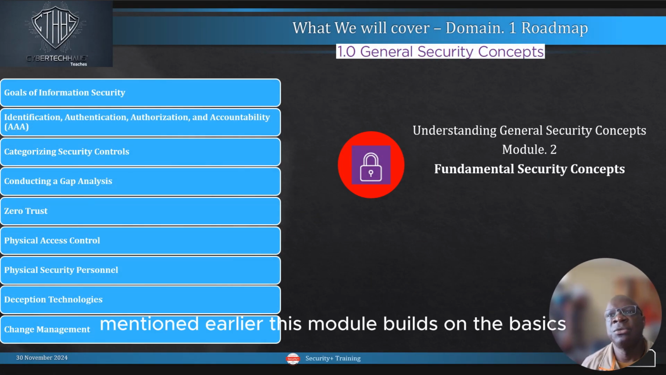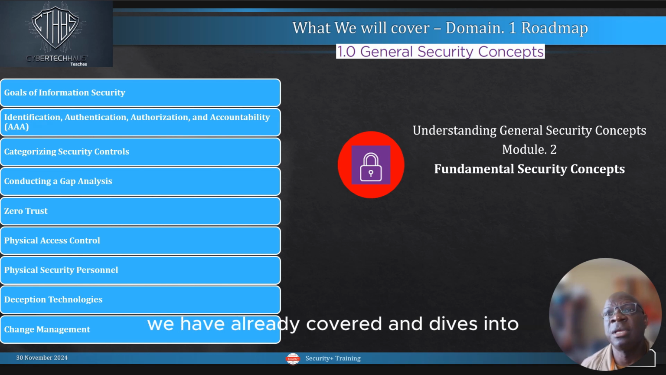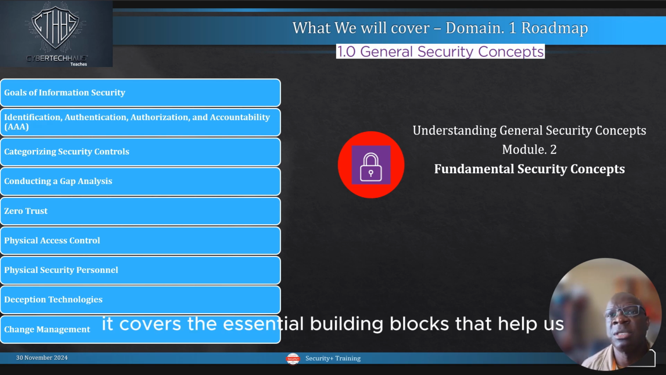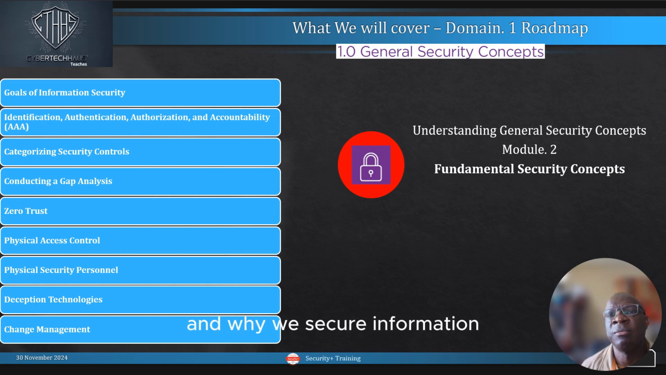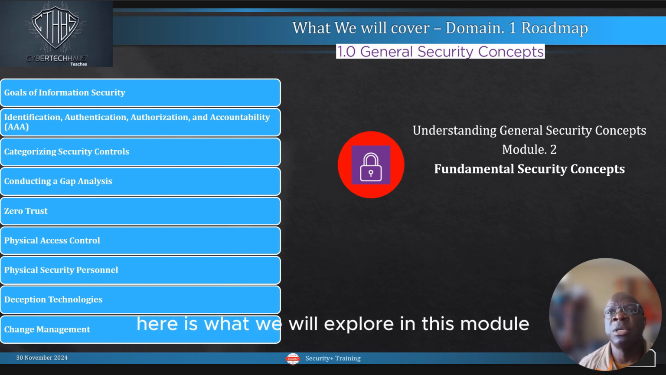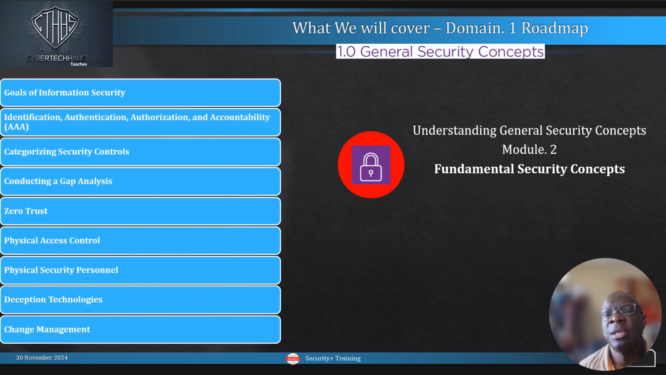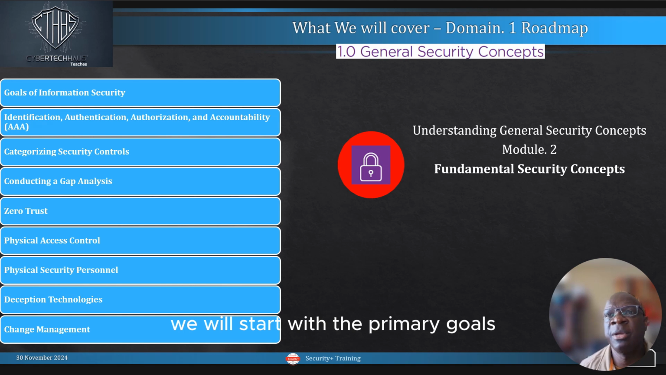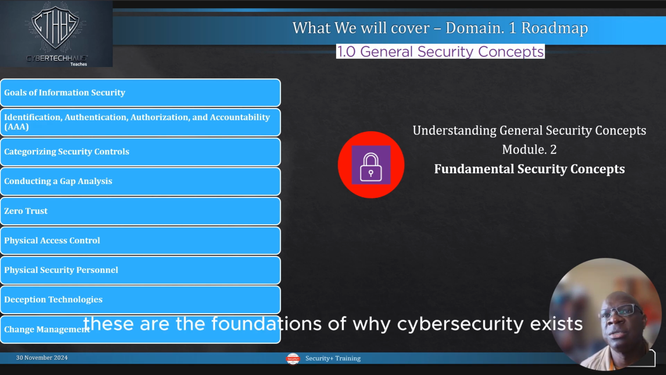As mentioned earlier, this module builds on the basics we have already covered and dives into some of the core ideas in cybersecurity. It covers the essential building blocks that help us understand how and why we secure information. Here is what we will explore in this module. Number 1, goals of information security. We will start with the primary goals: keeping information safe, accurate, and available when needed. These are the foundations of why cybersecurity exists.